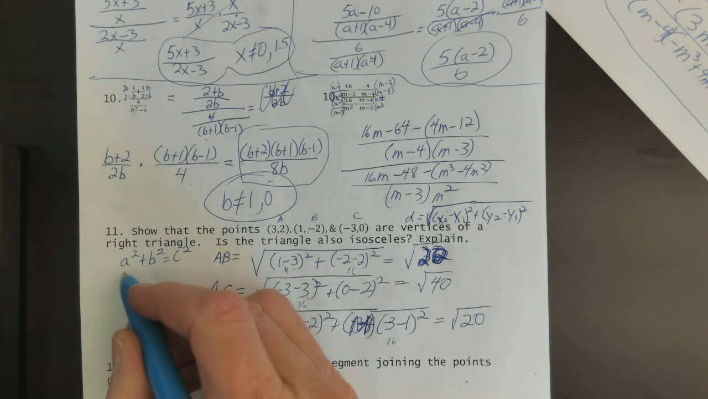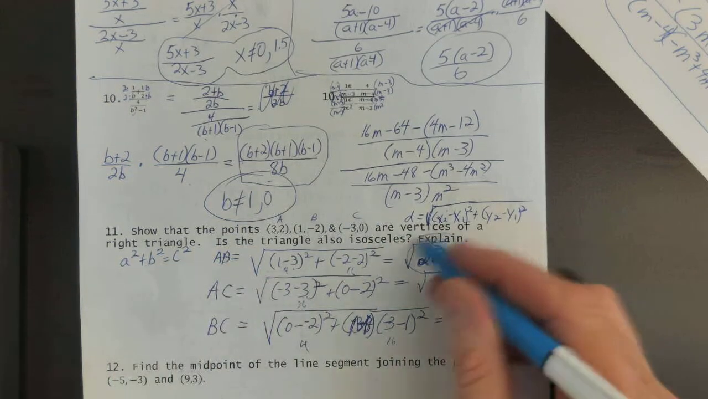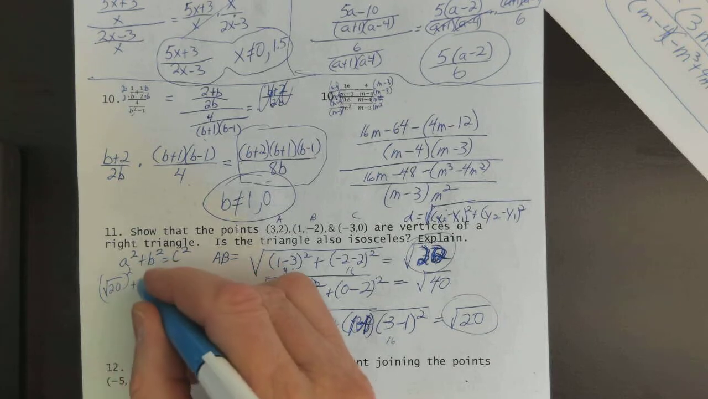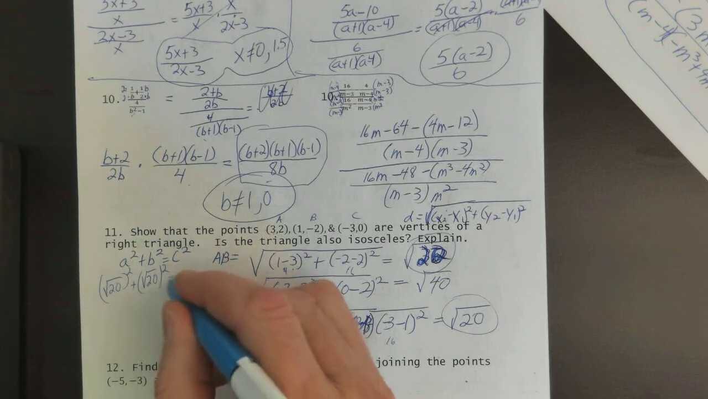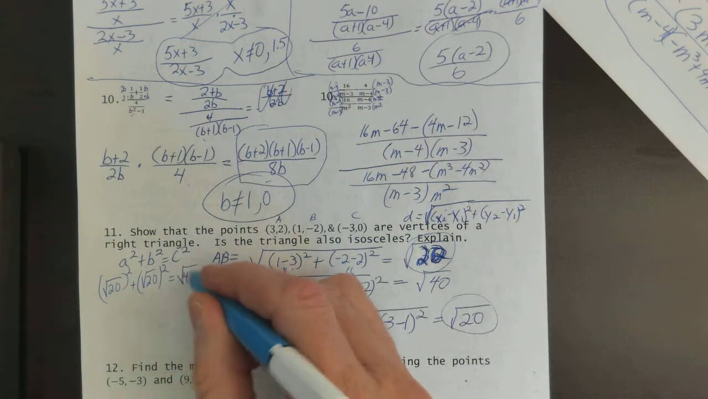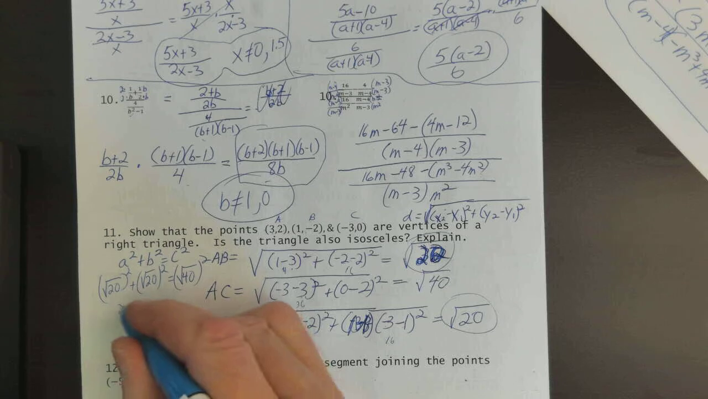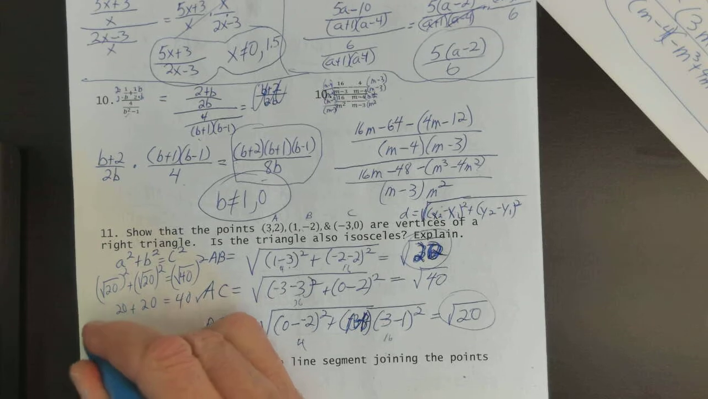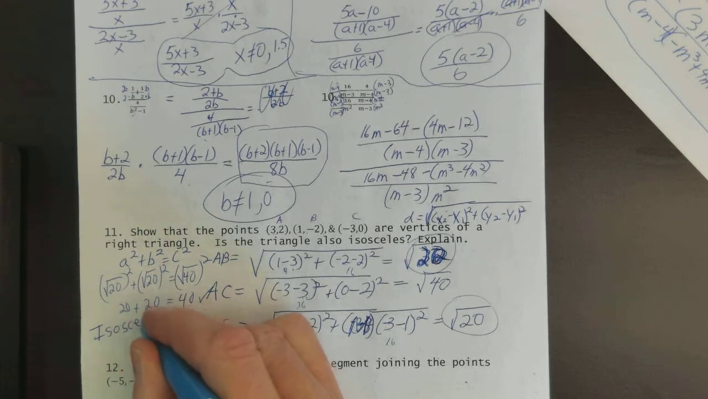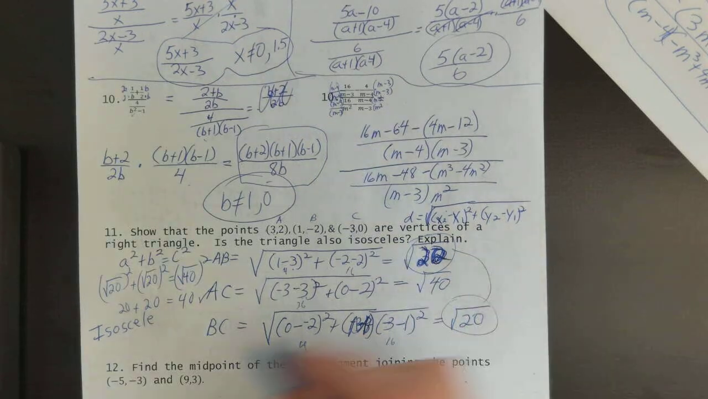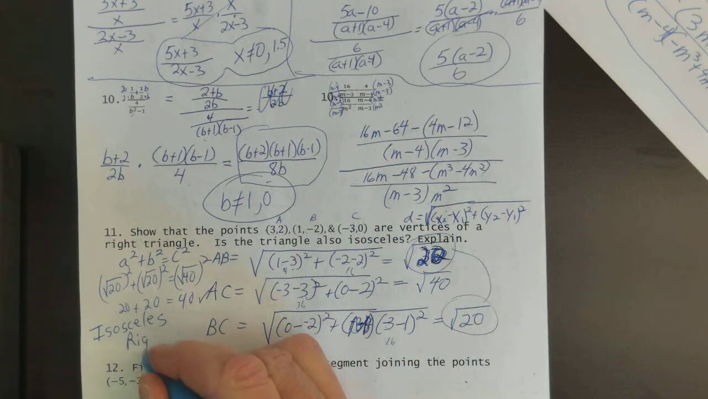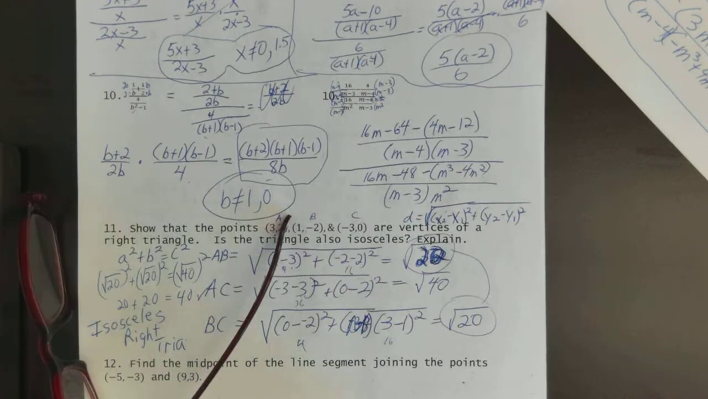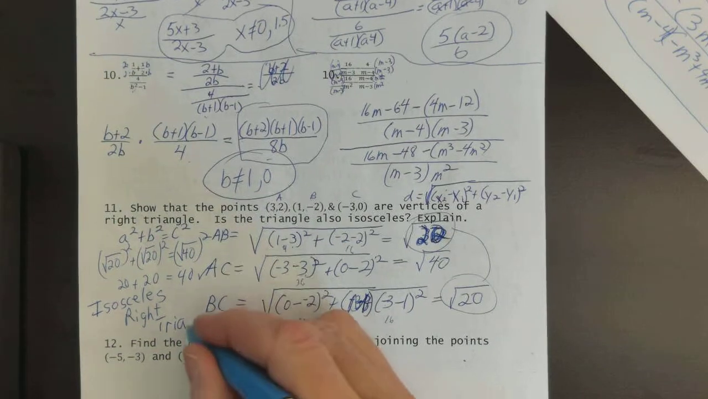Okay, so a squared. If I call this one a and this one b, the square root of 20 squared plus the square root of 20 squared, does that equal the square root of 40 squared? 20 plus 20 does equal 40, so yes, it does. It is isosceles because of the two congruent sides. It's an isosceles right triangle.